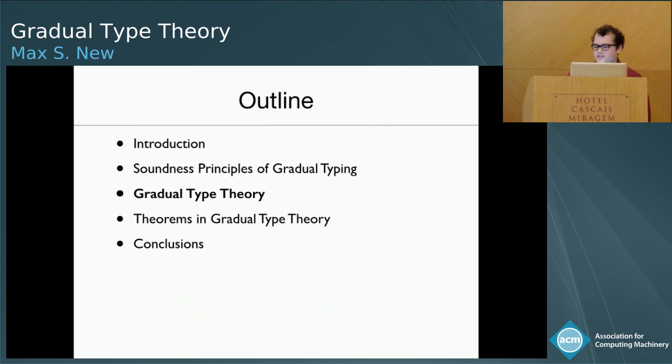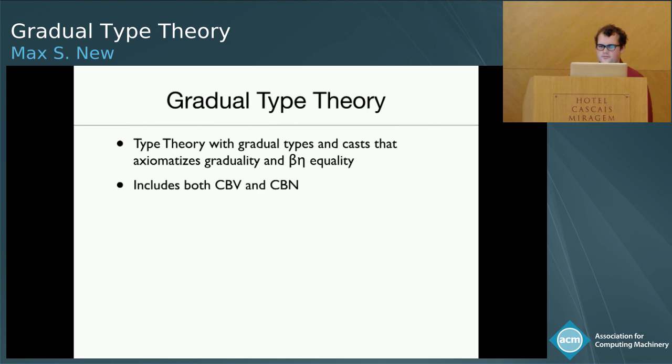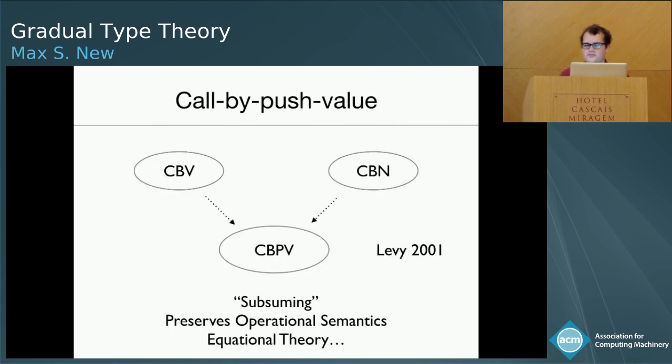Okay, so those are the principles that we want. Now how do we actually add them to our type theory? So we're going to make this type theory gradual type theory, which has gradual types and casts, and it's going to axiomatize these principles, and it's going to include both call by value and call by name. And the way that we accomplish that is we base it on a calculus called call by push value, which was introduced by Paul Blain Levy.